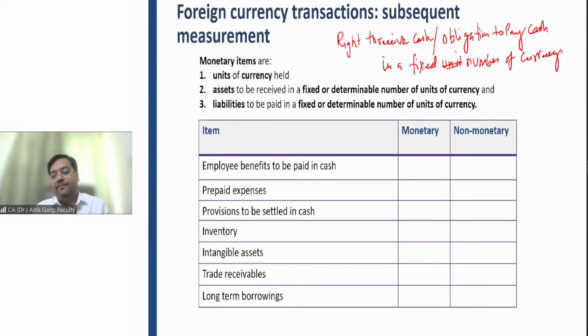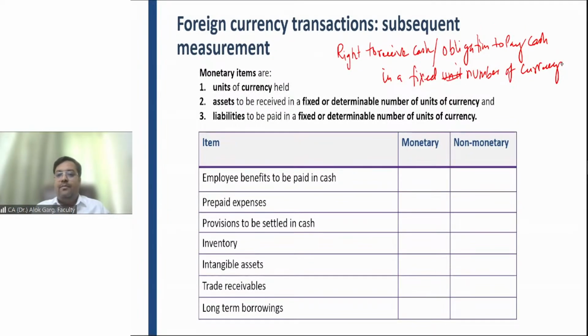I'll take an example. You are having an inventory in your premises, right? Do you have any right to receive cash till the time you sell the inventory? Surbhi is saying no. Okay. Till the time you're not selling inventory, you don't have any right to receive cash.